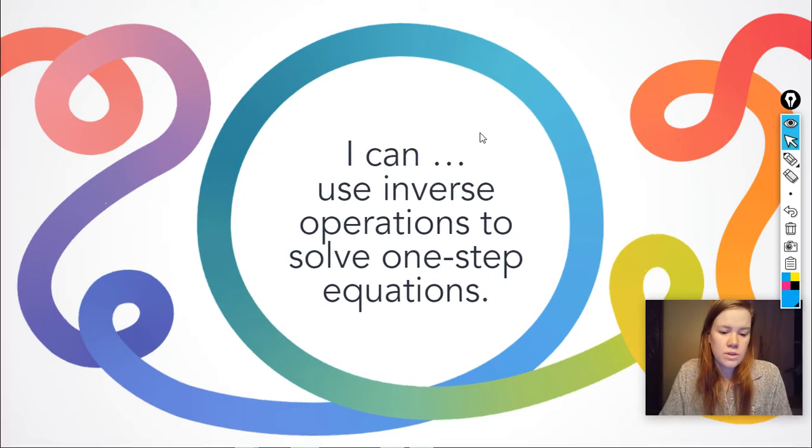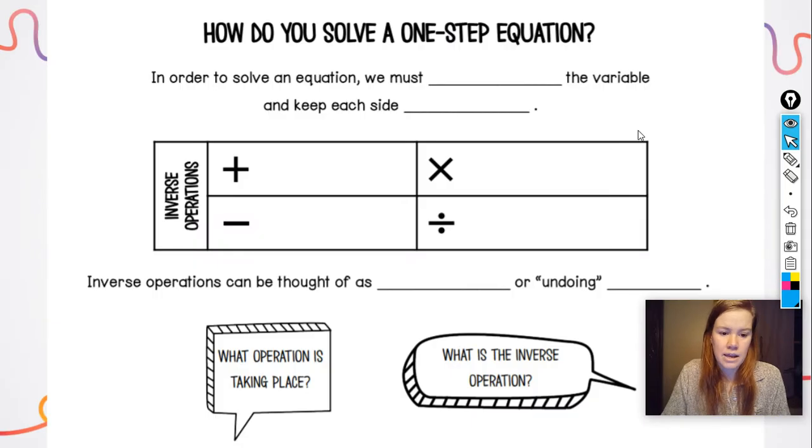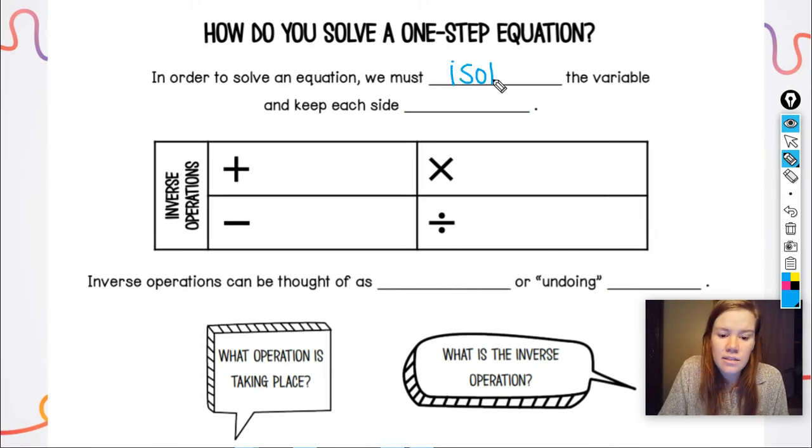Okay. Go to this page in your packet. How do you solve a one-step equation? Should be right after everything else we've done. Alrighty, so here we go. In order to solve an equation, we must isolate the variable and keep each side balanced.